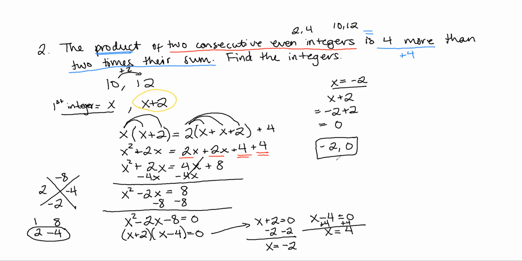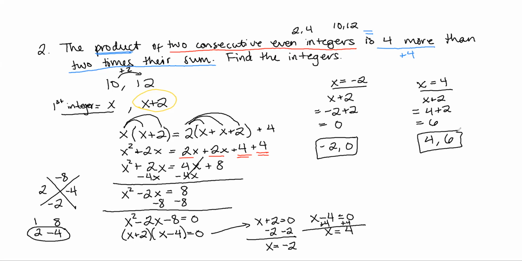And now if we go ahead and look at our second answer using x equals 4, again, if we take x plus 2 to find our next consecutive even integer, we're going to take 4 and add 2 to it, so we get 6. And so here our consecutive even integers are 4 and 6.